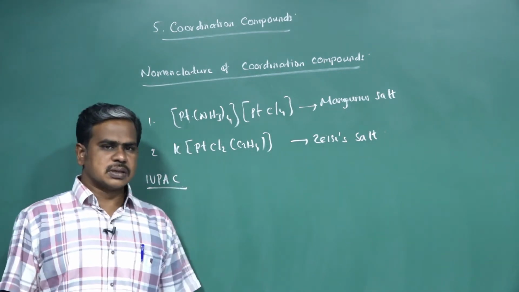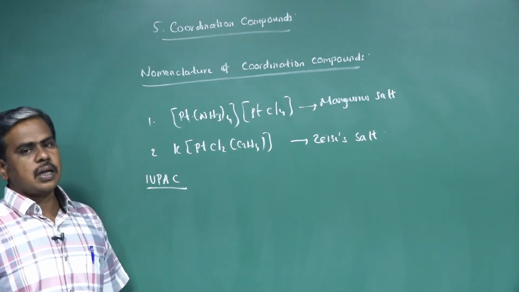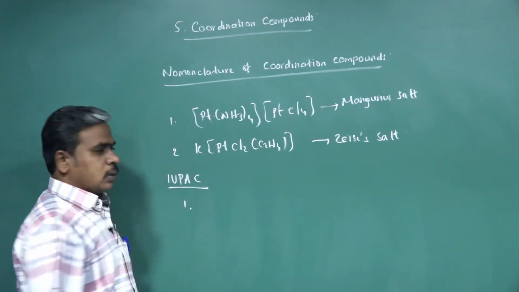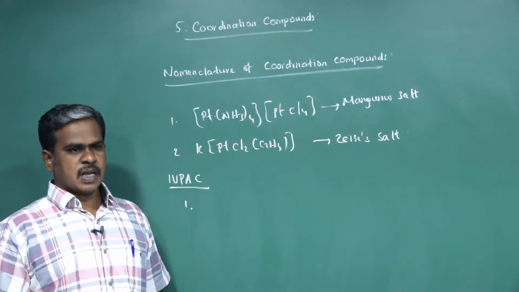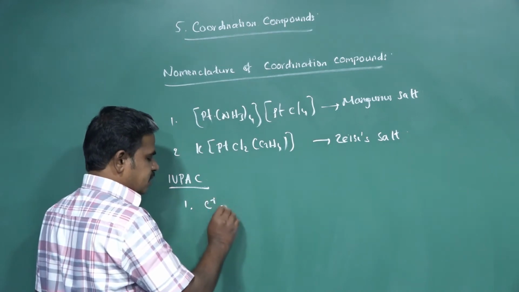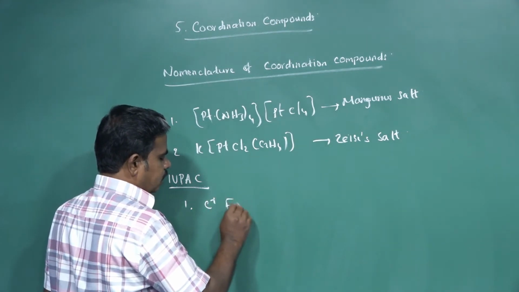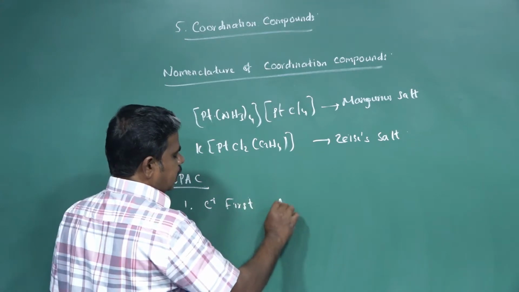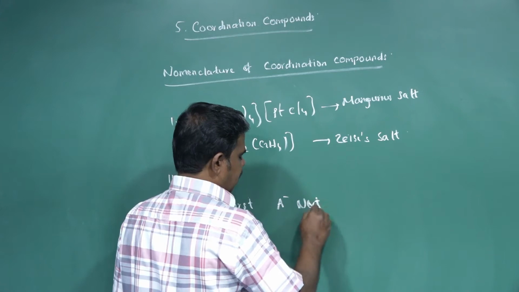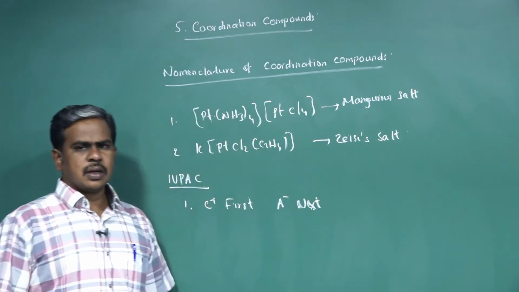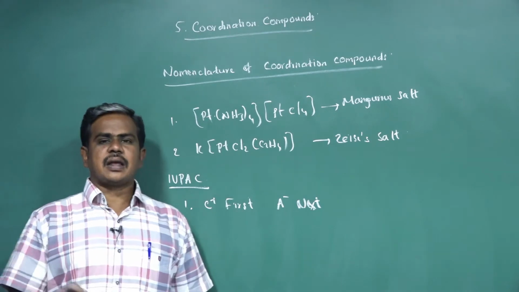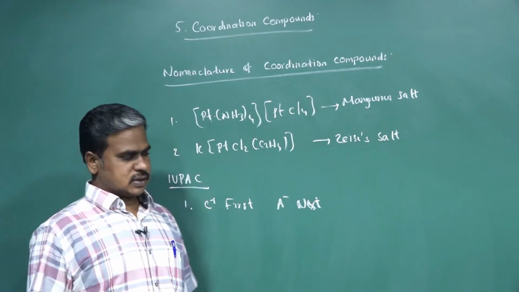So after numerous compounds were discovered, we take the IUPAC nomenclature. What is IUPAC? International Union of Pure and Applied Chemistry is nothing but IUPAC. And they give this set of rules. So the first rule is cation first and anion next. So listen, while naming any complex, cation first and anion next.